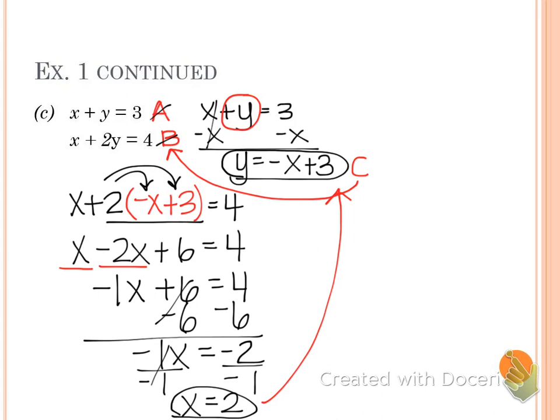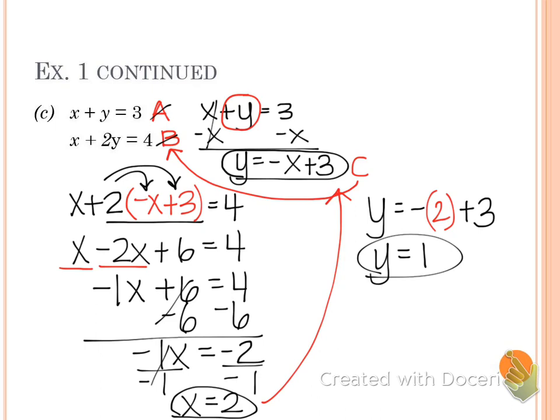Look at letter C. Y's already alone, so all I've got to do is plug 2 in and do a little bit of math. If I plug it into one of the original problems, now I've got more work because I've got to move more stuff. It just gets more complicated. All right, so I'm plugging it into C. So y equals negative, what are we plugging in place of x? 2. Okay, always in parentheses, just in case, plus 3. So y equals negative 2 plus 3, which is?